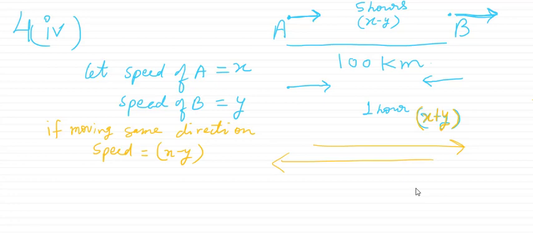So in that case, you know that speed into time will give you the distance, right? This formula you have learned. So the distance here is 100, so 100 equals speed, which is x minus y, times the time taken, which is 5 hours, right? So this will give you the first equation.